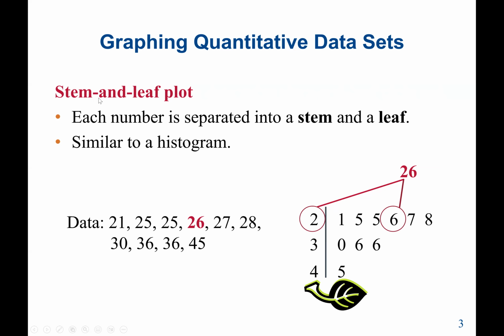So here we say the stem and leaf plot is almost similar to a histogram, but it still contains the original data values. So here we can see the original data values. When I look at this stem and leaf plot, I can say, okay, 2, so 21, 25, 25, 26, 27, 28.